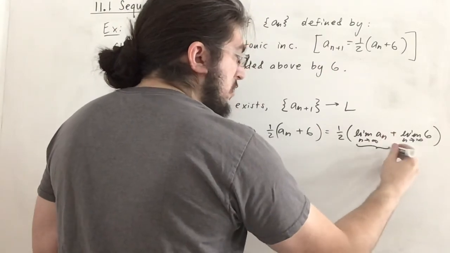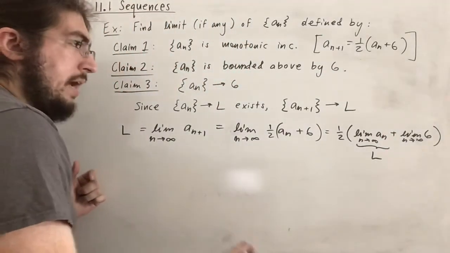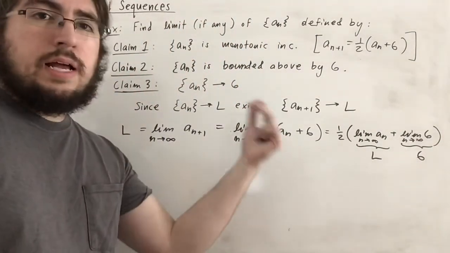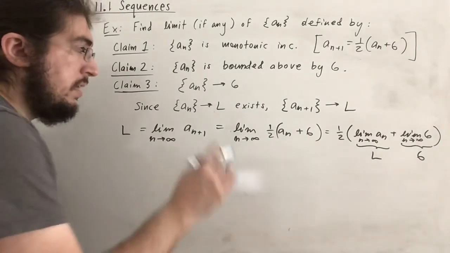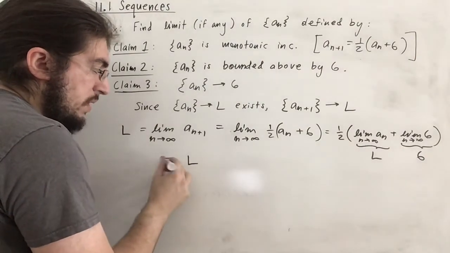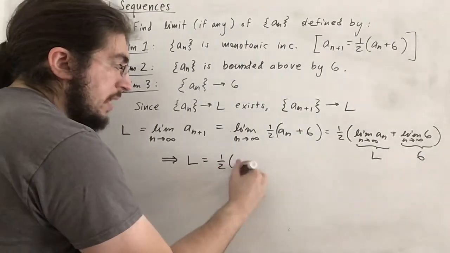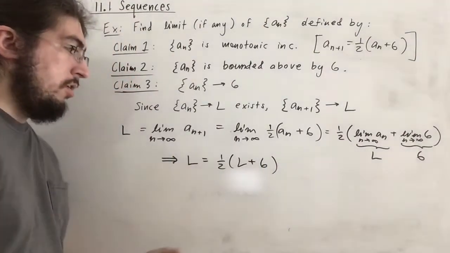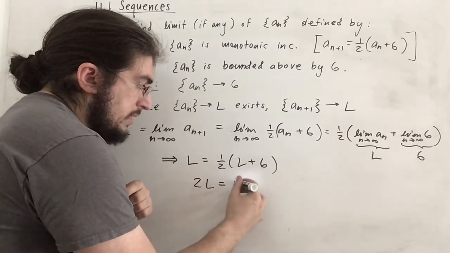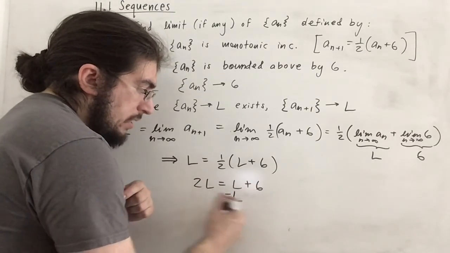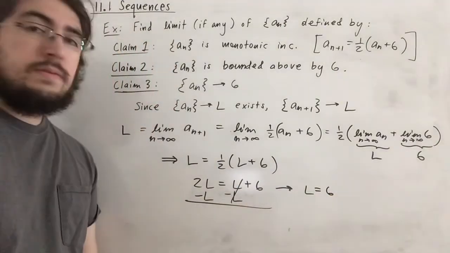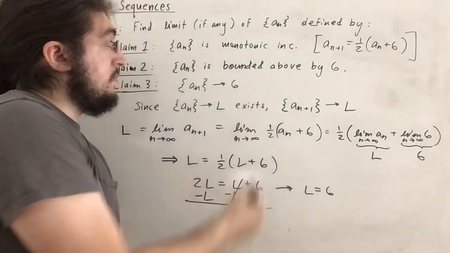Good. Now we know this guy is just L itself. Also this is just 6 itself, from the limit law that the limit as n goes to infinity of a constant is just the constant itself. So really, altogether, excluding these middlemen, we have the following equation. L is equal to 1/2 times L plus 6. So I think we're there. Just multiply both sides by 2, we get 2L is equal to L plus 6. And then subtract L from the right side and we get right away L is equal to 6. Great. So this actually shows that the limit must be 6.